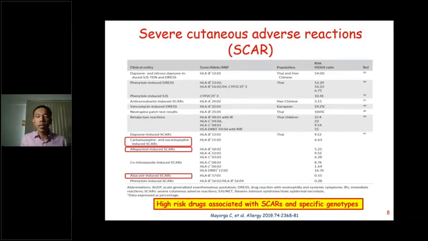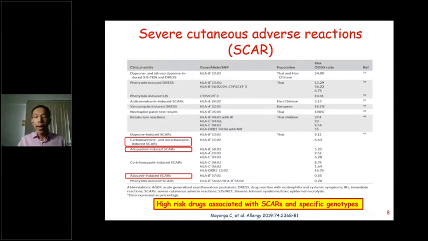So again, in the 2019 review paper in Allergy, this is a nice table which shows you all the up-to-date HLA genotypes associated with the various severe cutaneous adverse reactions, in particular SJS and TEN. And in the Asia-Pacific region, the important drugs to always think about would be carbamazepine, associated with HLA-B*1502, allopurinol, associated with HLA-B*5801, and abacavir, associated with HLA-B*5701.